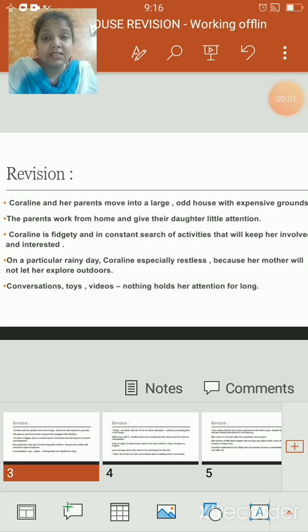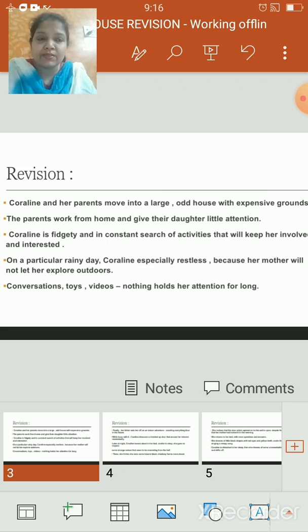So now children, let us start with the revision session. Coraline and her parents moved into a large old house with expensive grounds. The parents worked from home and give their daughter little attention. So as we know, Coraline and her parents had recently shifted to a new house, and the parents were busy doing their own work, so they couldn't pay much attention to their daughter.